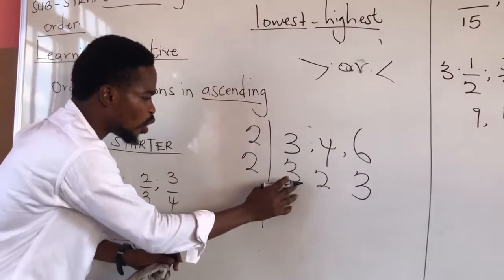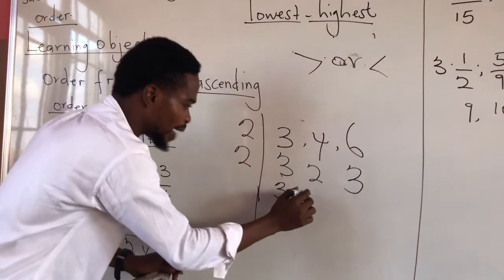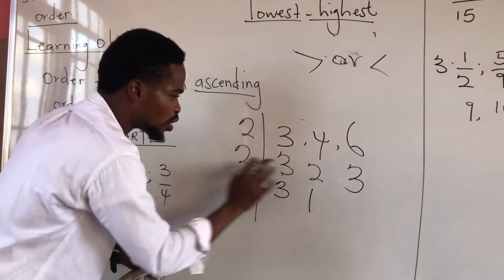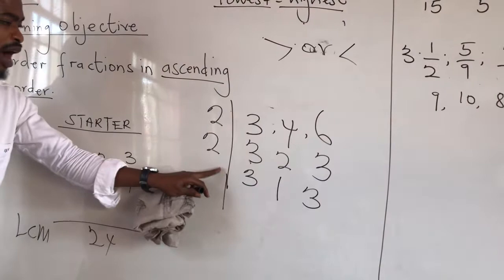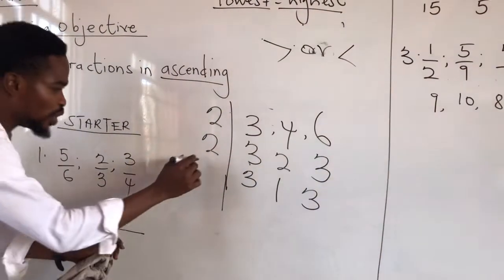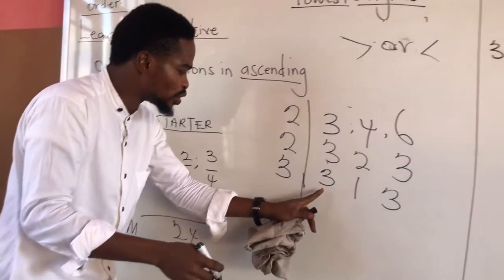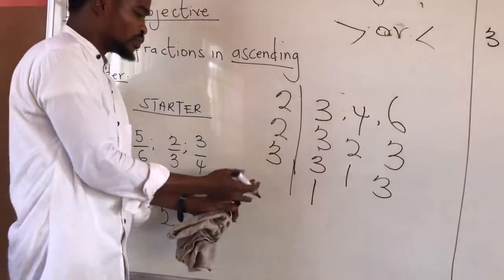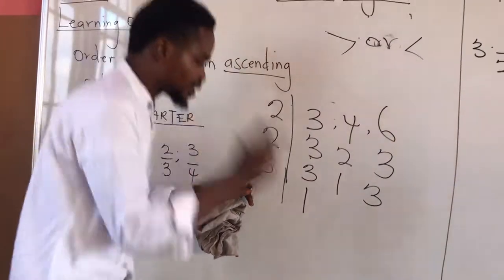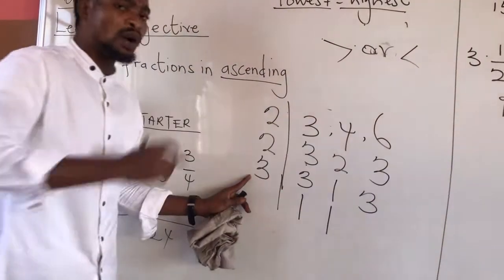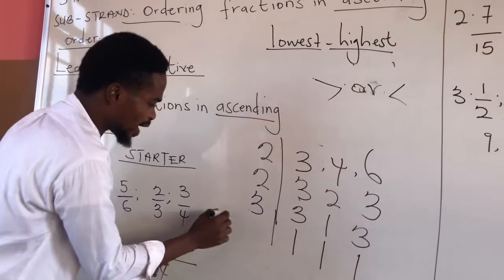So 2 cannot go into 3, so I maintain the 3. But 2 can go into 2 only 1 time. Then 2 cannot go into 3, so I still maintain the 3. Then I am not going to use the 2, I am going to use 3, because 2 is not here. Now 3 can go into 3 only 1 time. Now 3 cannot go into 1, so we step down the 1. And then 3 goes into 3 one time.